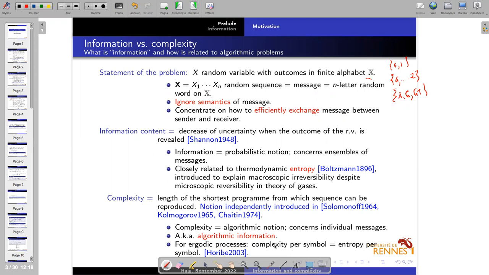So the information is a probabilistic notion and concerns ensembles of messages. It cannot be thought about for individual messages. That's the first point.